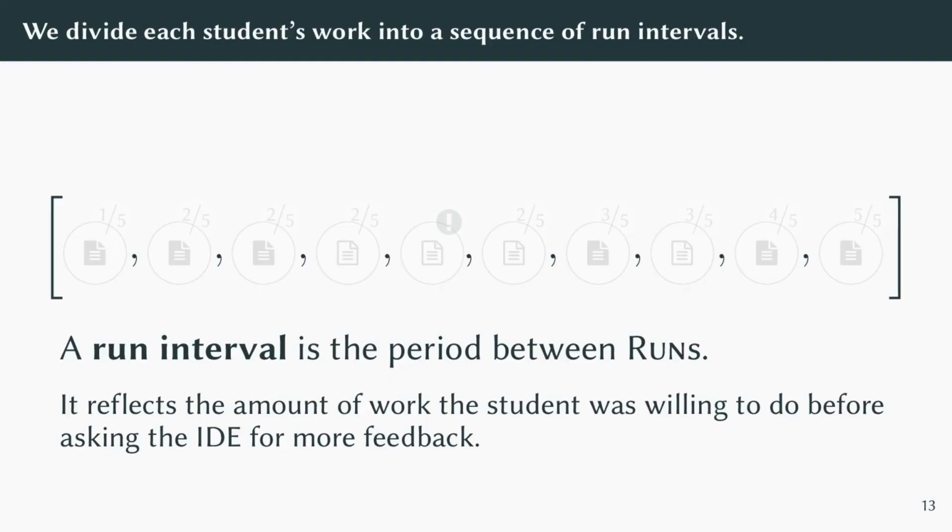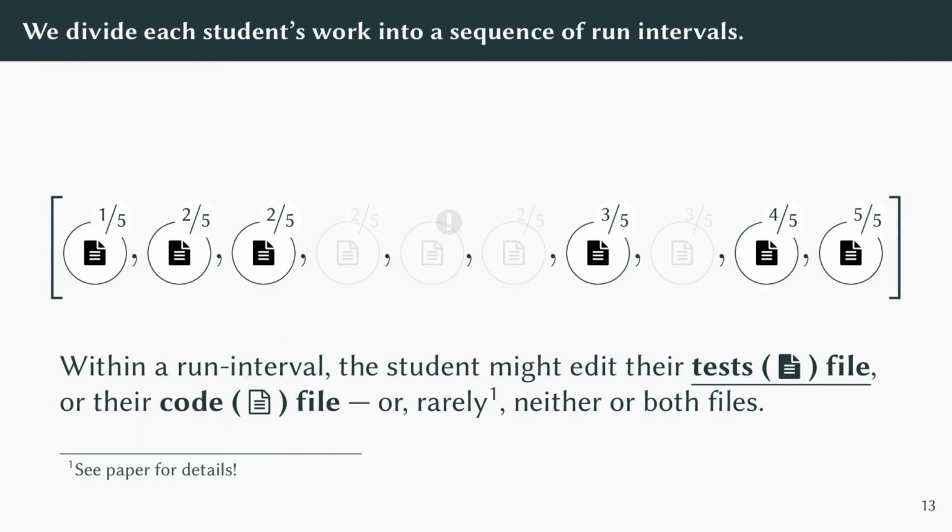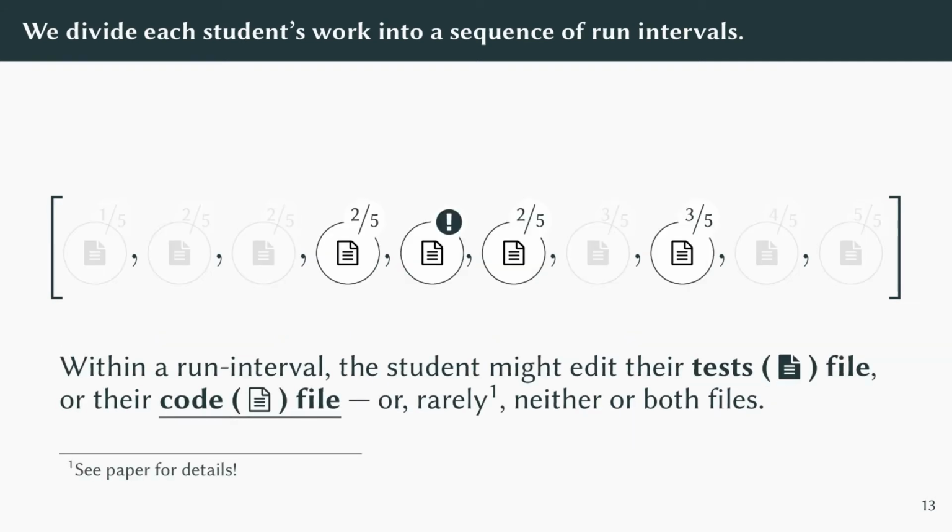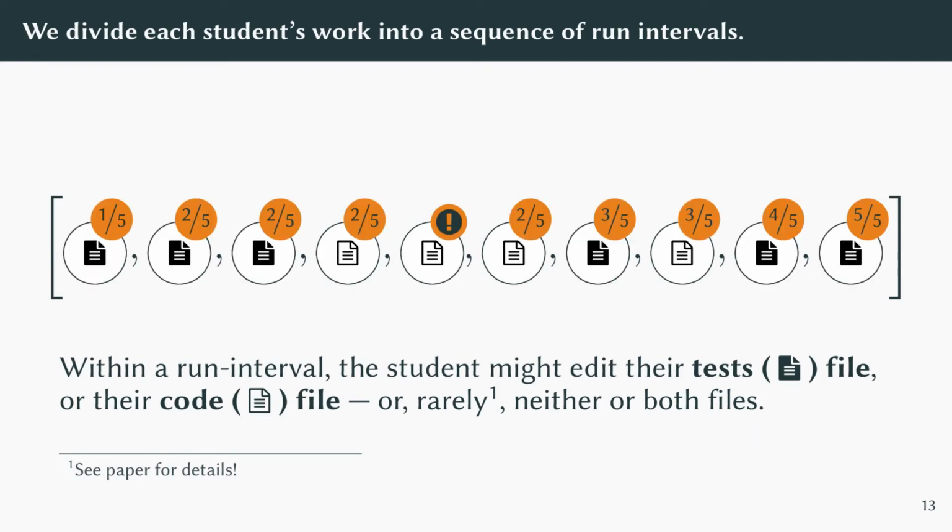To answer this, we began by dividing each student's progress into a sequence of run intervals. A run interval is the period between clicks of run. These periods reflect the amount of work the student was willing to undertake before asking the IDE for additional feedback. Within each run interval, the student might edit their test file, or their code file, or rarely, neither or both files. And with each click of run, they get additional feedback from Exemplar.